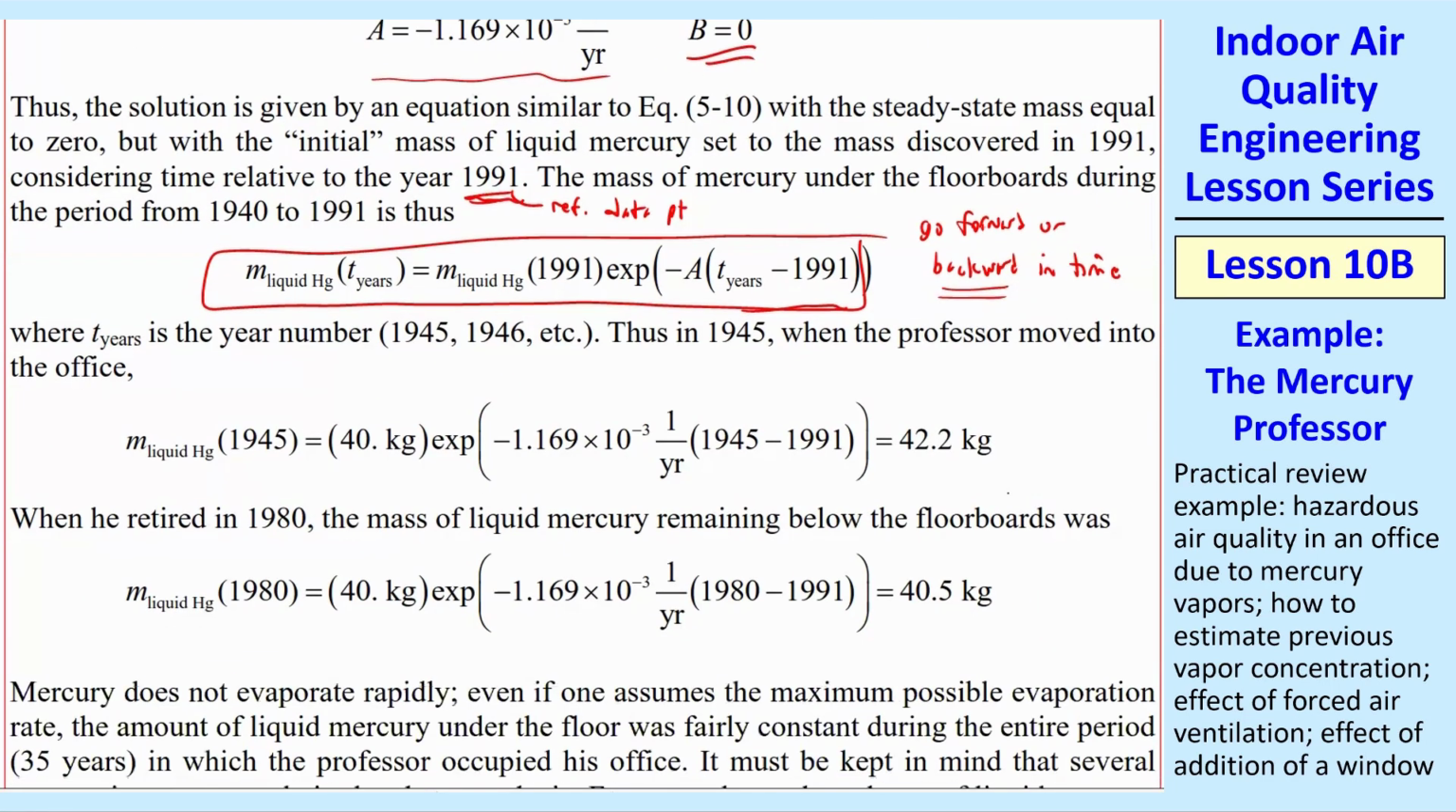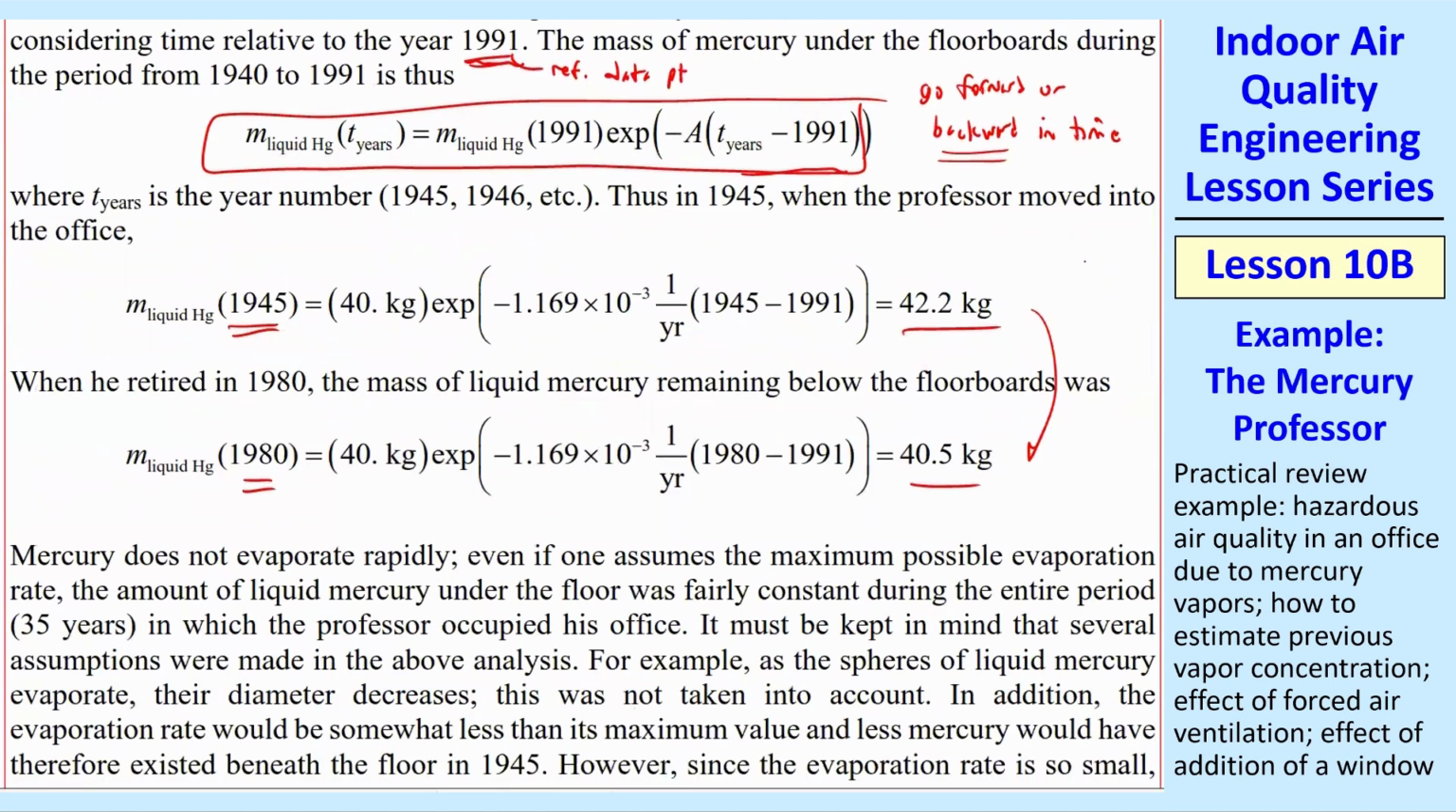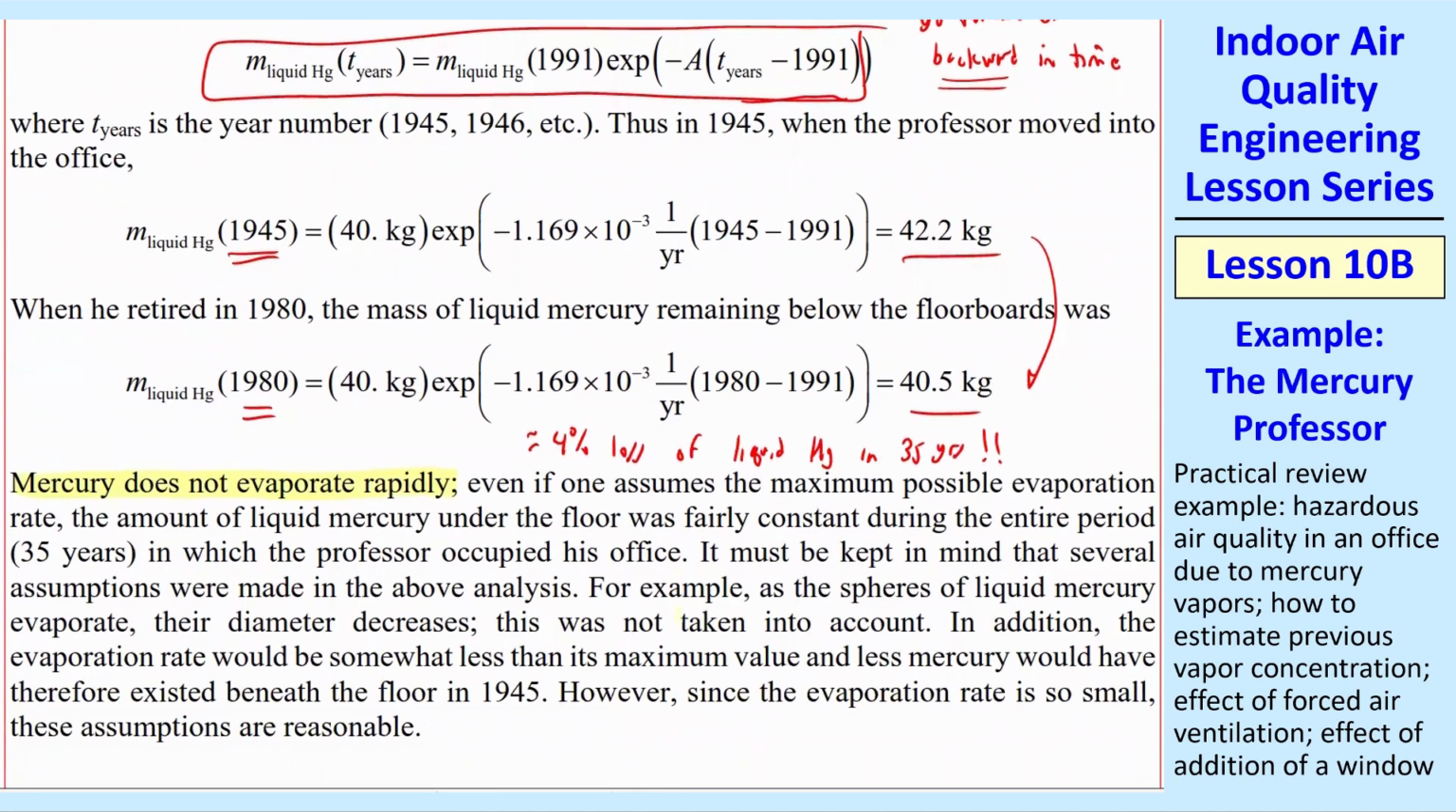And then you can calculate the amount of liquid mercury in the room in different years. 1945, 42.2, 1980, 40.5. Compare these. This is pretty amazing that there's only approximately a 4% loss of liquid Hg in 35 years. Mercury does not evaporate rapidly. That's probably the biggest understatement in our entire book. 4% in 35 years. So you could really just call that a constant if you wanted without much loss of accuracy.